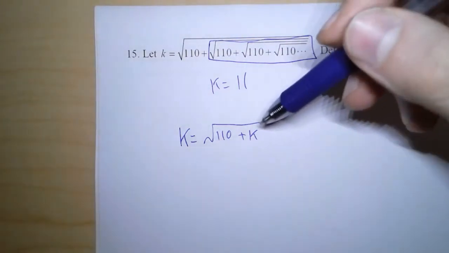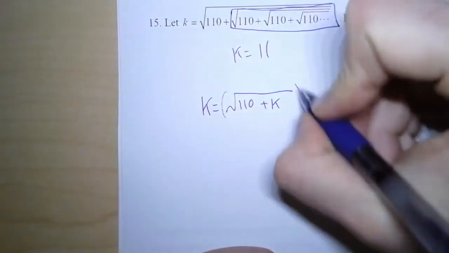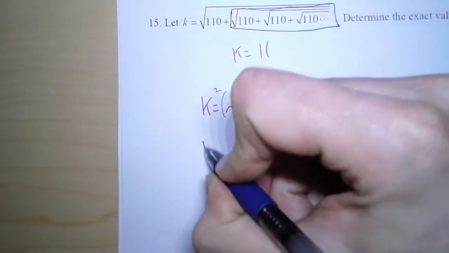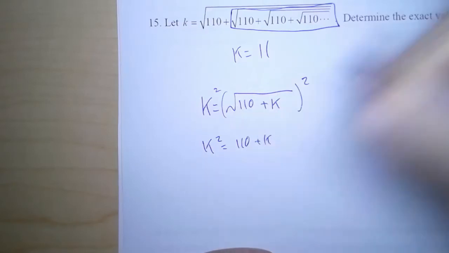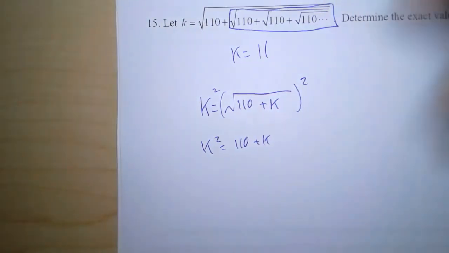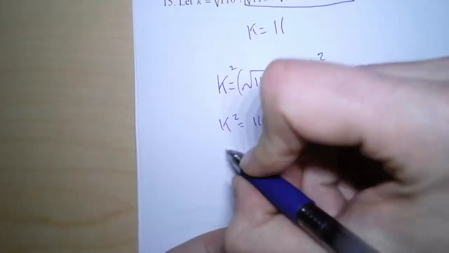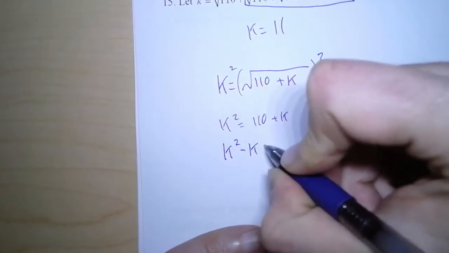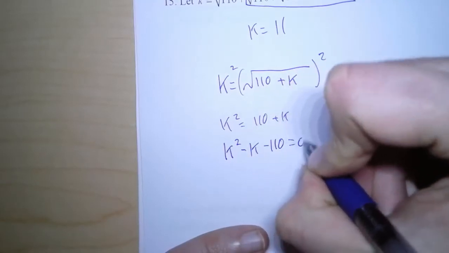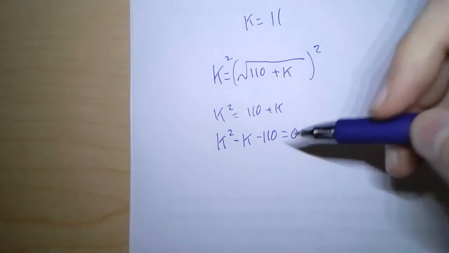So to solve this, what I'm going to do is I'm going to square both sides. So if we square both sides, we get k squared equal to 110 plus k. And so we have a quadratic. So to solve this quadratic, we have to get everything onto one side. So if I subtract the k and the 110, we get it equal to 0. So k squared minus k minus 110.